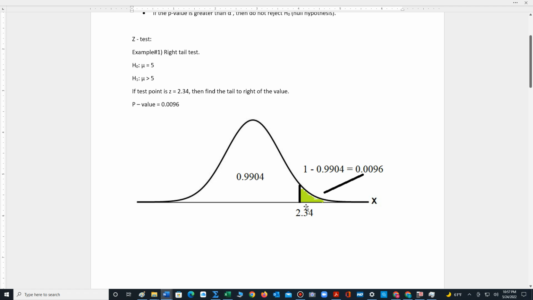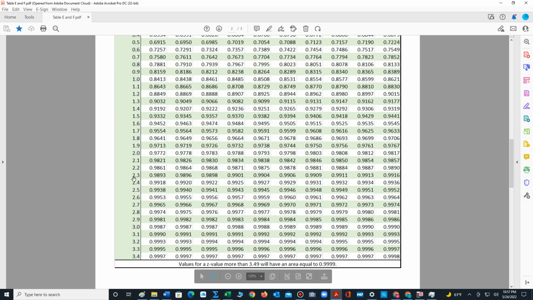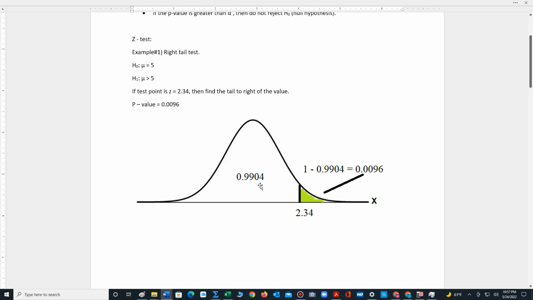Well, the p-value would be the tail area to the right of the test point 2.34. So to find this tail area, we would have to look up 2.34 in a statistical table. So if we look up 2.34, we have 2.3, 0, 1, 2, 3, 4. This table would give us the area to the left of that z value, which we found to be 0.9904, but we want the right tail area.